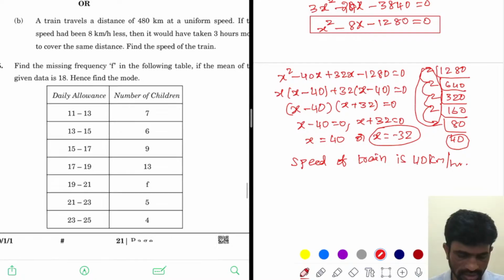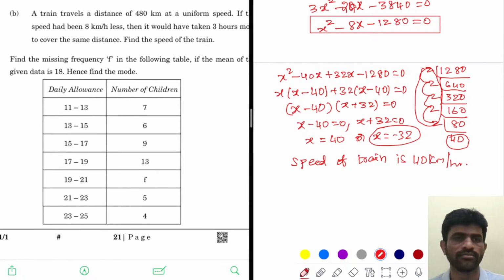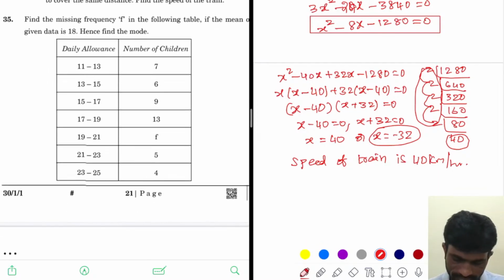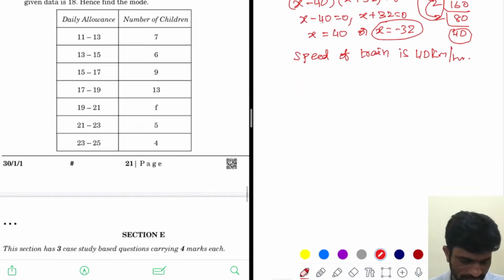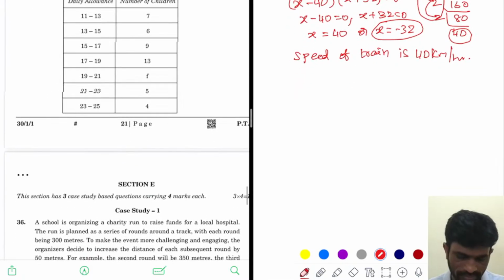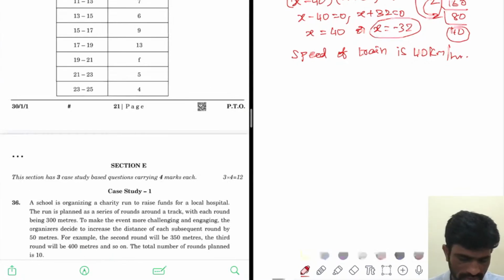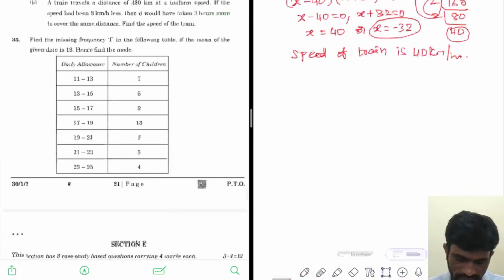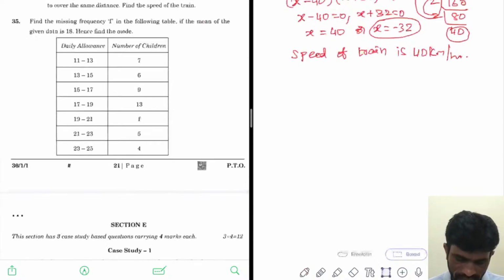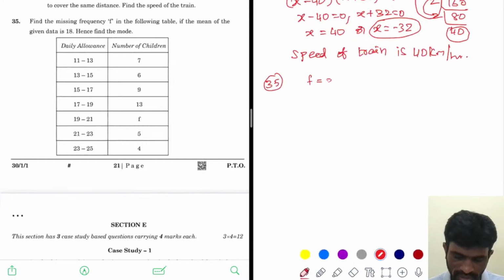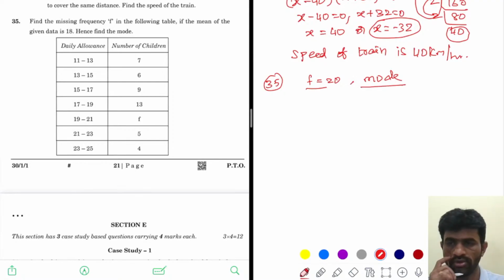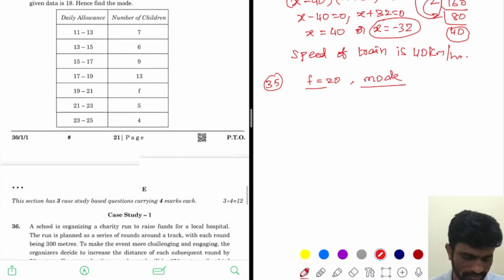Next we have statistics. Hope you all got the statistics question. It's not so difficult, so I'm not explaining it here. You will get 35. After simplification, we get f is equal to 20, and then again mode you have to find out. Hope you all know how to find mode and how to find f value also.